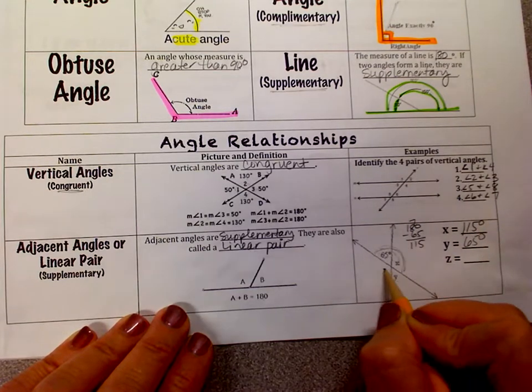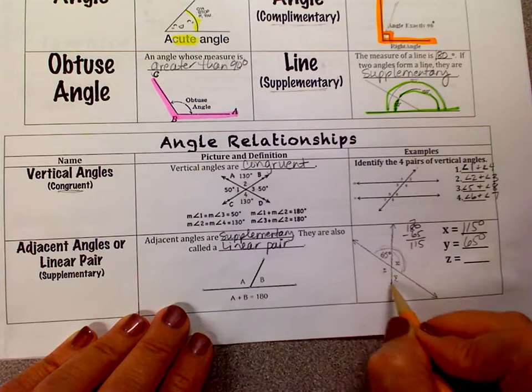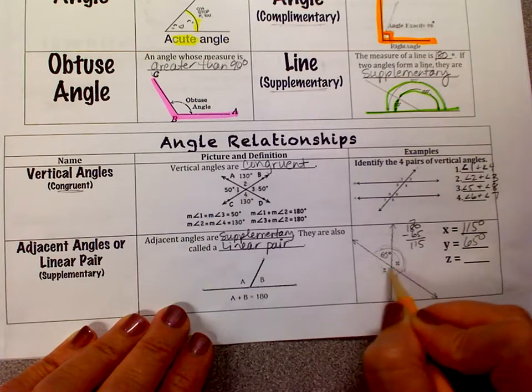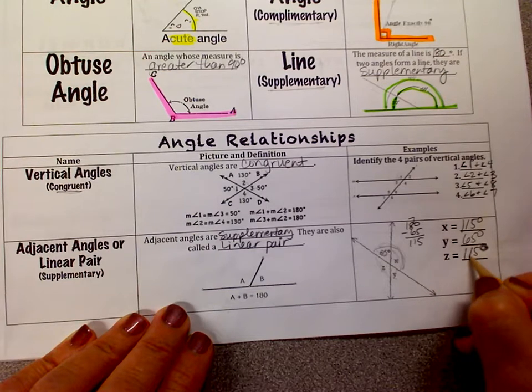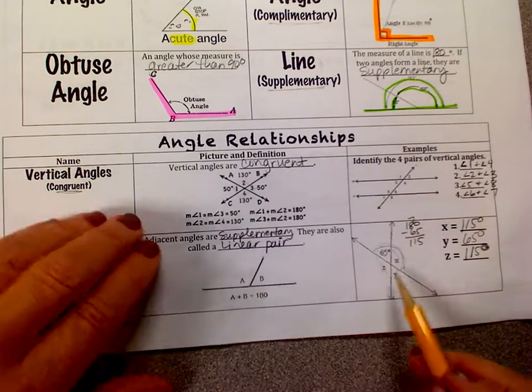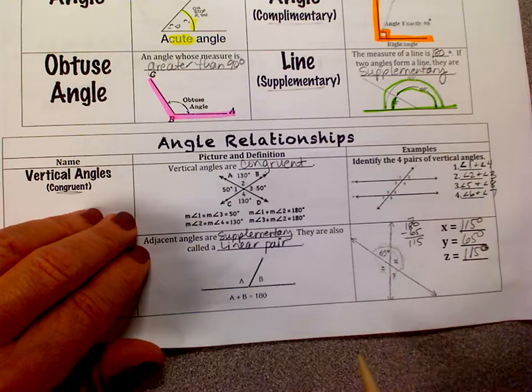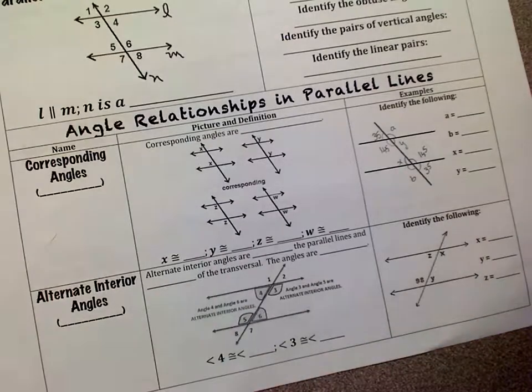And then z is going to be 115 because it's supplementary to 65, supplementary to y, or it's vertical to x. I love the vertical angles because once you find one, the other one's going to be true because they're congruent. All right, so that is not new.